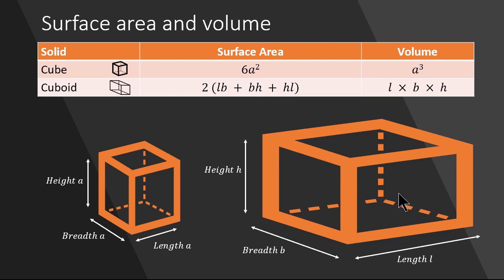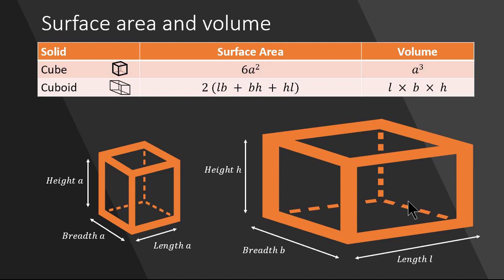If you look at the diagram, you can see that there are 2 faces with the same area. For example, this face is the length multiplied by height. There are 2 such faces, so it becomes 2 times length multiplied by height, and so on. So this is for cube and cuboid.